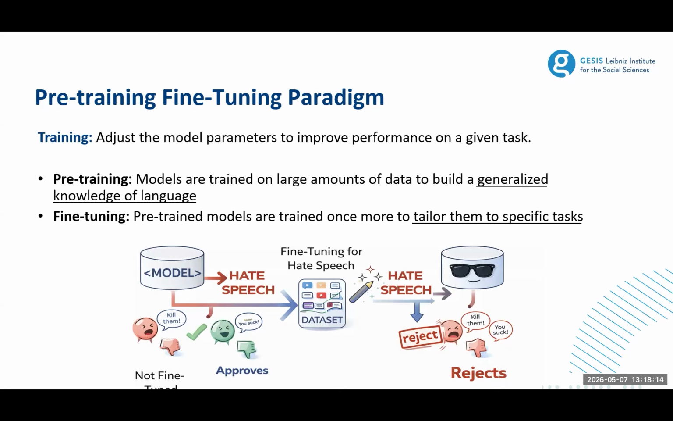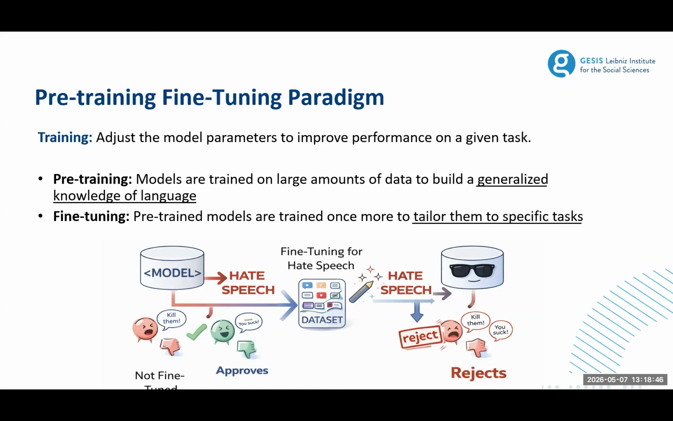And this is one example for hate speech, how this would work. So on the left-hand side, you see an out-of-the-box model, some LLM that you can use through an API, through a chat interface, whatever. So this is not fine-tuned. What you see here is that it may work for some instances. So "kill them" is detected as hate speech, but then "the user" is not detected as hate speech.